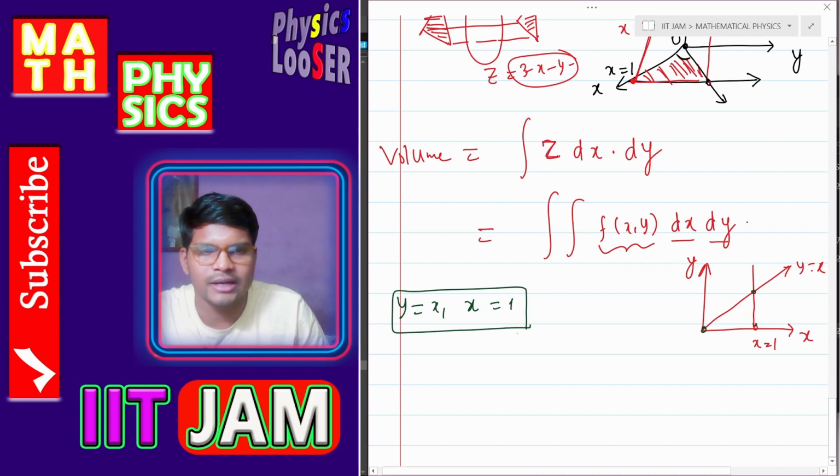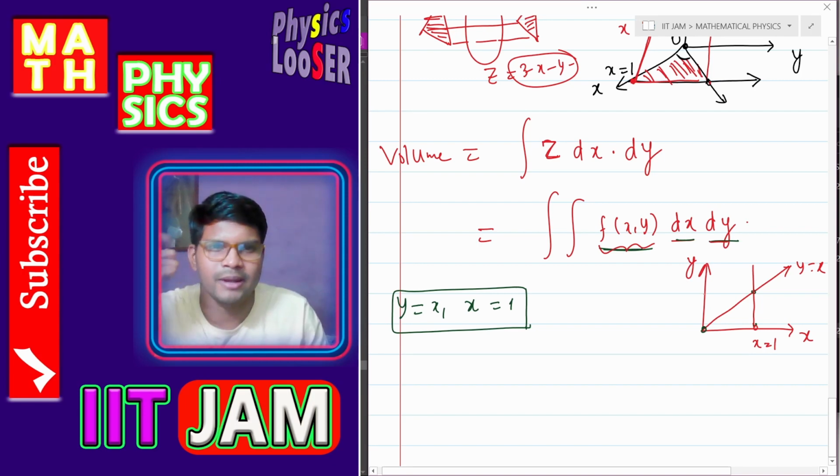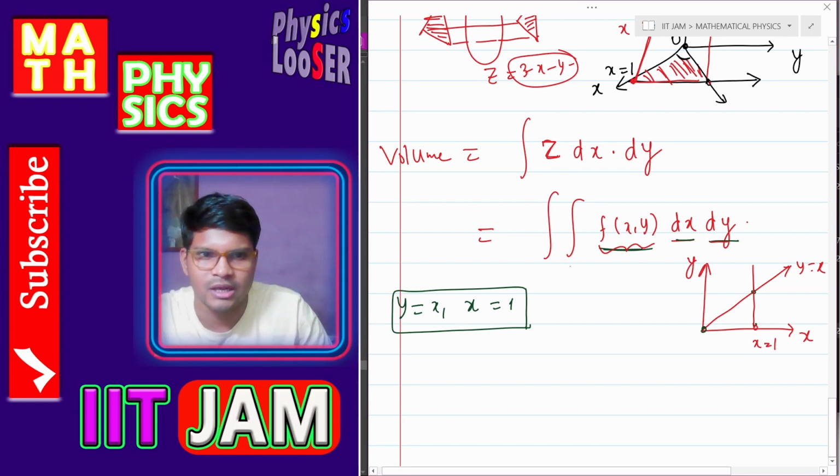Understood? If you are writing this as dx dy, then you have to establish how the integral is going to vary. For an example, if I am writing this integral like this, dx dy, what does it imply? It implies that first your y is constant. It means that your limit is x, and you have to write it in terms of g of y. So this is x is equal to g1 of y, x is equal to g2 of y. This is how we have to write it.